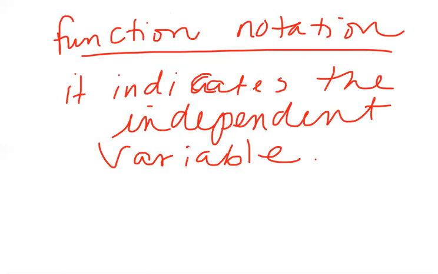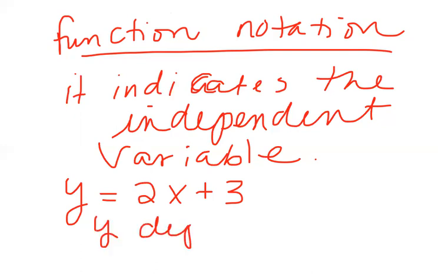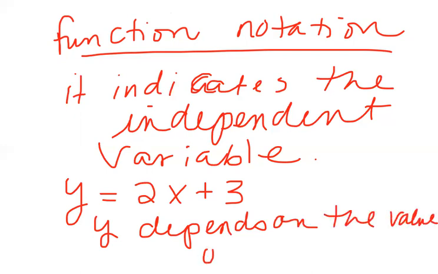What in the world am I talking about? Let's say we have the equation y equals 2x plus 3. Now we know when we have this type of equation, if we want to find points on this graph, what are we going to do? We're going to plug in values. We're going to input values for x and find the corresponding y values or the outputs for y. So basically, this equation, we could say y depends on the value of x.